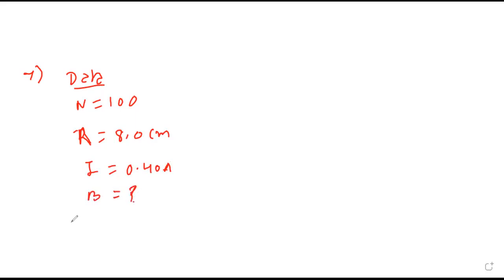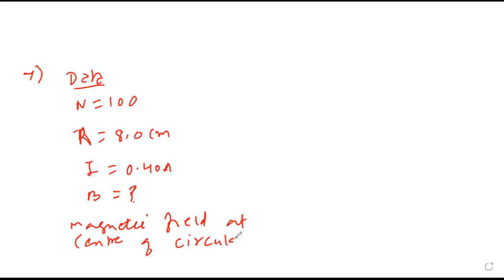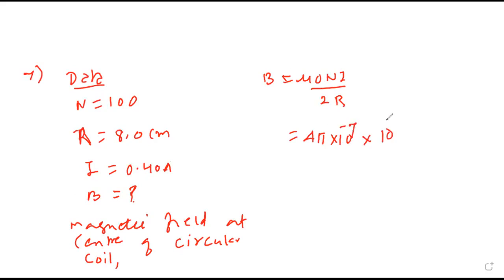Direct formula based. Magnetic field at center of circular coil is given by B equals mu naught Ni upon 2R, if you recollect. Mu naught is 4 pi into 10 raised to minus 7, and we have to remember this value of mu naught. N is 100, so I'm writing 10 raised to 2. I is 0.4. 2 into 8 into 10 raised to minus 2 to convert into meter.